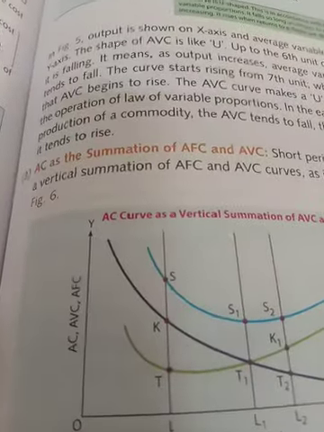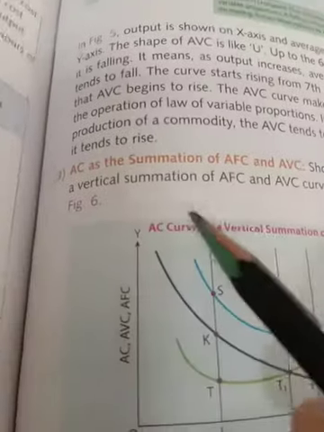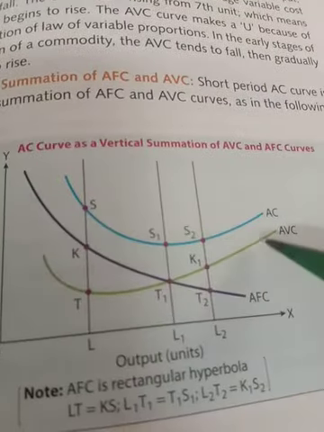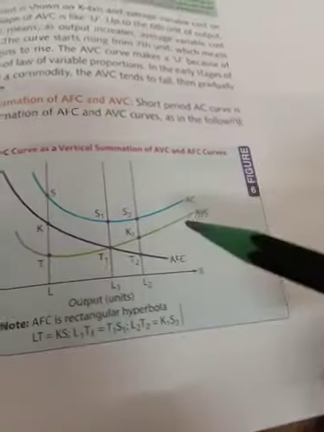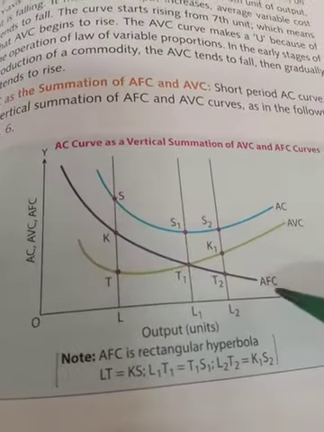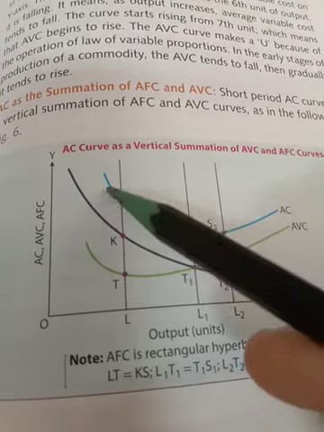And this particular topic is not given in your Sandeep Garg book, so you have to do this from TR Jain. This is a topic from TR Jain which you have to discuss. So average cost is a vertical summation of average variable cost and average fixed cost. It's a very clear diagram where this is the average fixed cost and this is average cost.